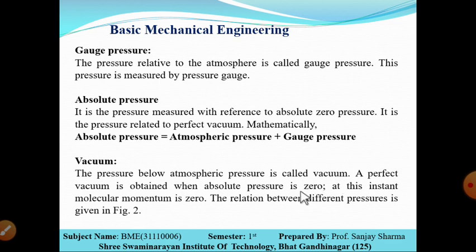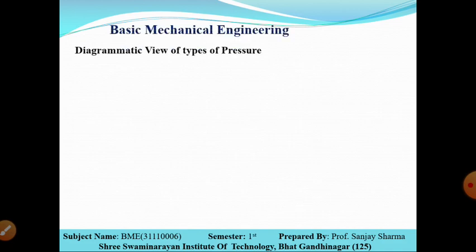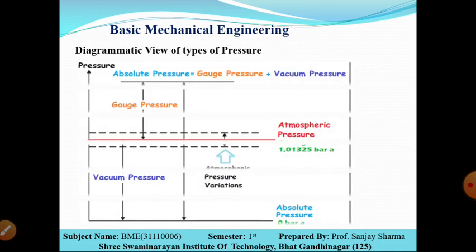So when we inhale the air to our lungs, it means we are creating the vacuum in our lungs so that air can enter below atmospheric to our lungs. Now we'll understand this thing with a diagrammatic view of the types of pressure. Now see, let us see one by one.